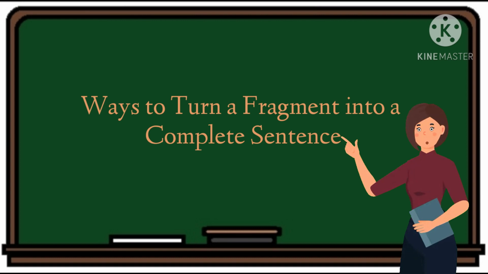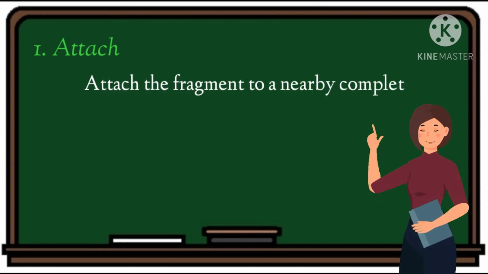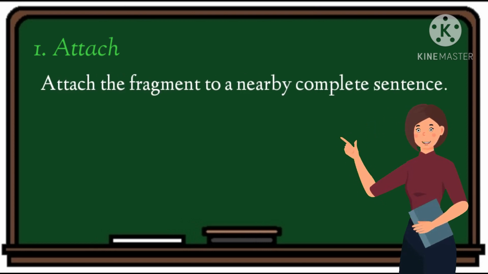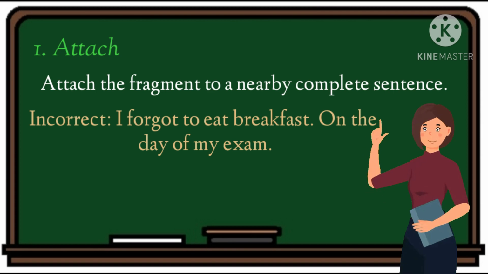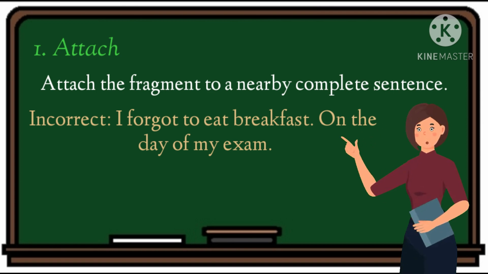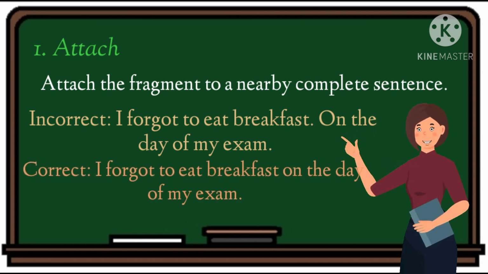Now let's talk about the ways on how to turn a fragment into a complete sentence. The first way is to attach. Attach the fragment to a nearby complete sentence. So for example, "I forgot to eat breakfast. On the day of my exam." So this sentence is incorrect. So in order to turn this fragment into a complete sentence, we must remove the period and attach the two sentences together. So the correct sentence would be this: "I forgot to eat breakfast on the day of my exam."